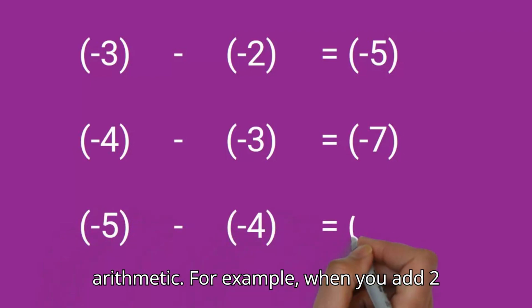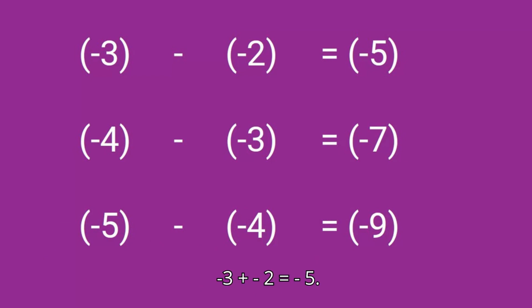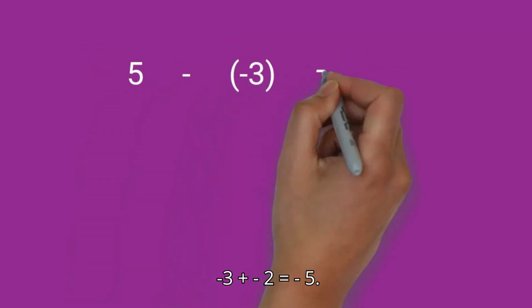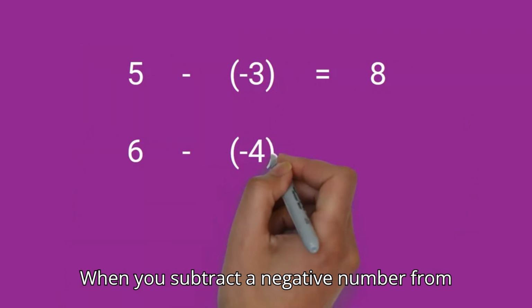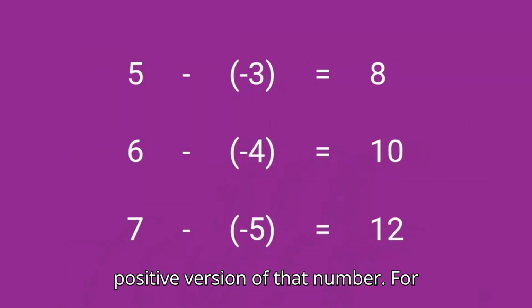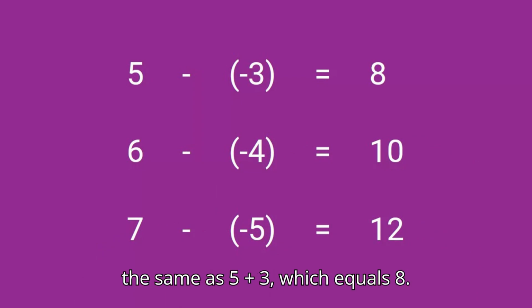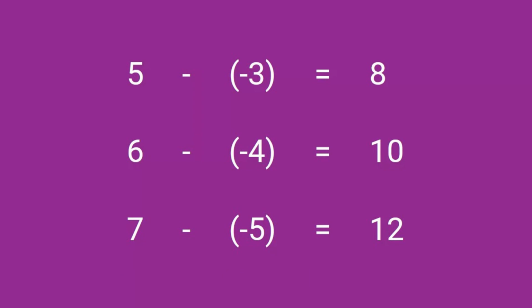For example, when you add two negative numbers, the result is even more negative. -3 plus -2 equals -5. When you subtract a negative number from another, it's the same as adding the positive version of that number. For instance, 5 minus -3 is the same as 5 plus 3, which equals 8.